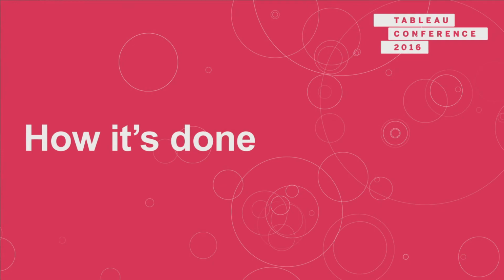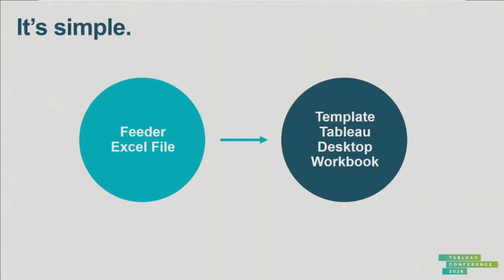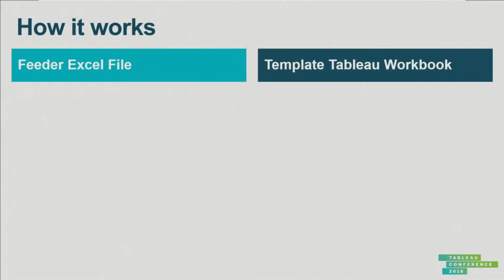So how it's done. Again, really super simple. I have my single Tableau Desktop workbook, and I have my feeder Excel file that feeds into this workbook. So I just have these 2 things that I need to build every report. My feeder Excel file contains all of the data that I use in my report. I have this mostly automated, but whatever your data source was, if you can automate it, great. If it's an Excel file and you have to do it manually, it still works.